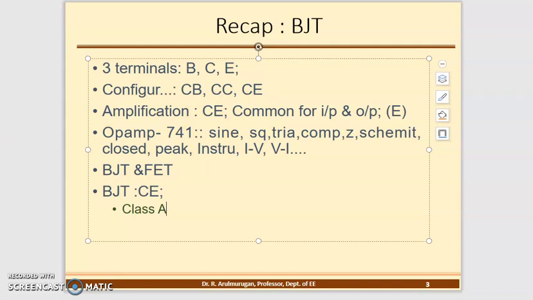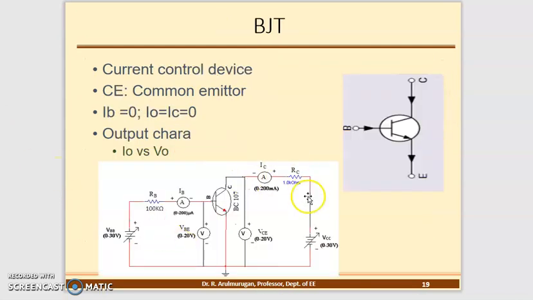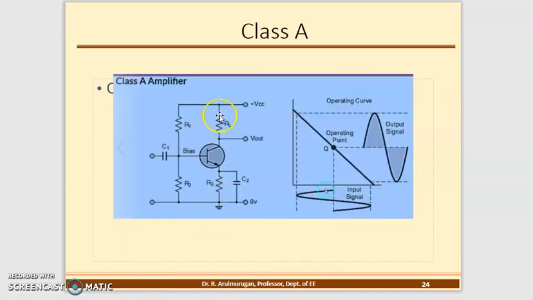So this is a circuit diagram. Here the emitter is common. This is the emitter, base, collector, emitter. The emitter is common for input as well as output. So what we discussed is class A: base, collector, emitter, with the emitter common for input as well as output.